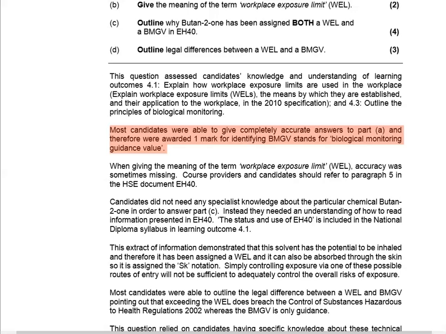So part B of it, give the meaning of the term workplace exposure limit. I had given that at the start of the presentation. I think this is around page 87, 88, not quite sure. But what you want to say is that it represents the figures published by the HSE in the document EH40. What it represents is the average concentration of airborne contaminants that workers could inhale over a specified time period, be it 8 hours or 15 minutes, without having any ill health effects.